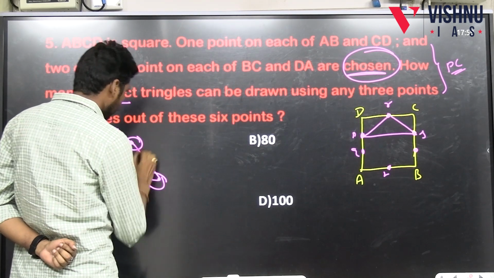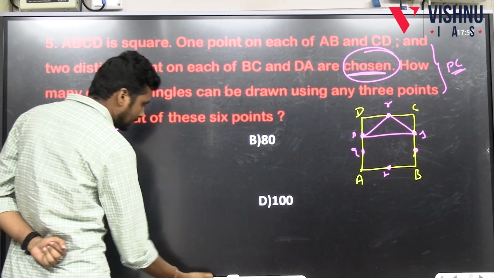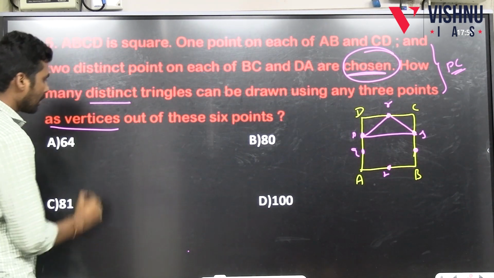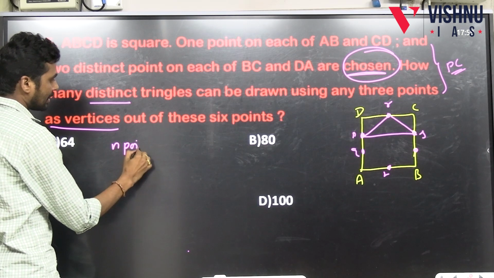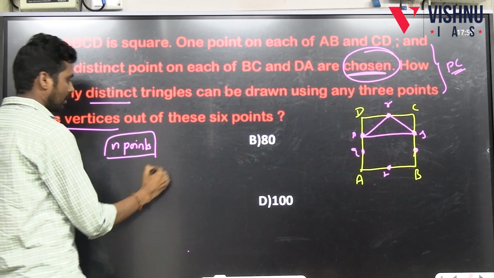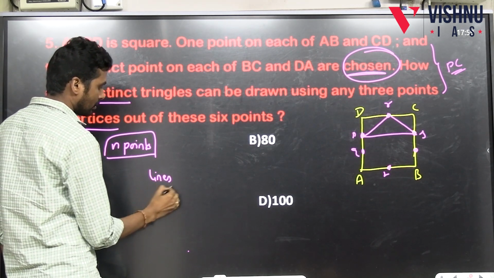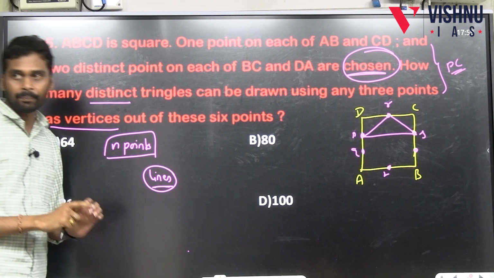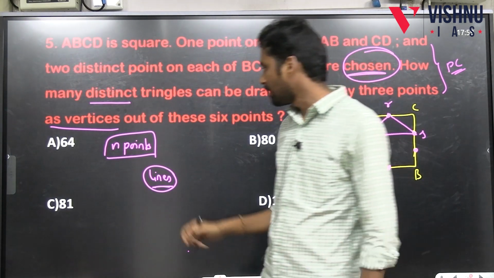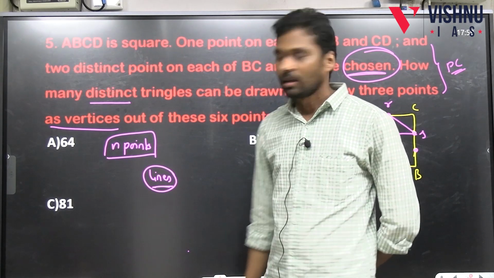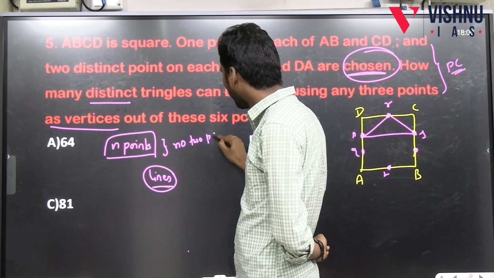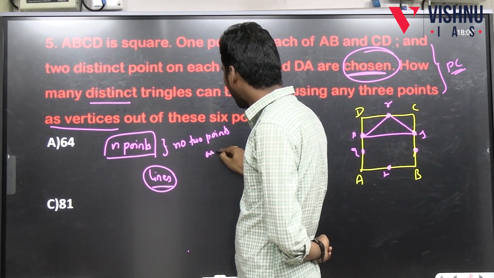Again, when we are discussing the permutations and combination topic, we'll deal with this type of question. If there are n points on a plane, then how many lines can we draw from these n points? There will be a condition that no 2 points are collinear.